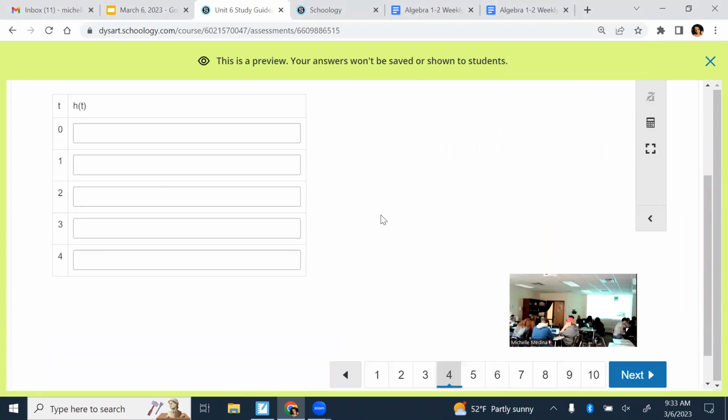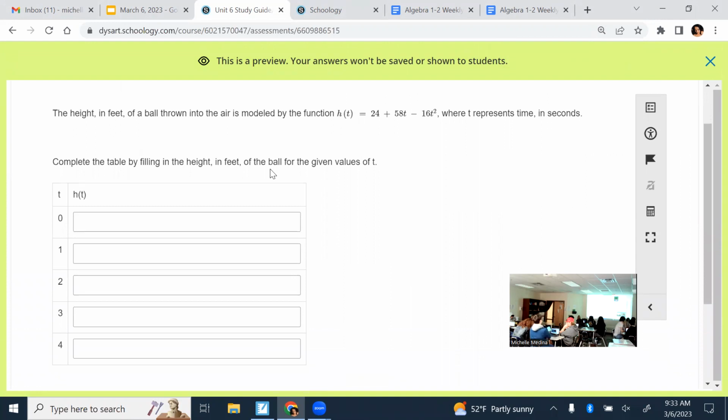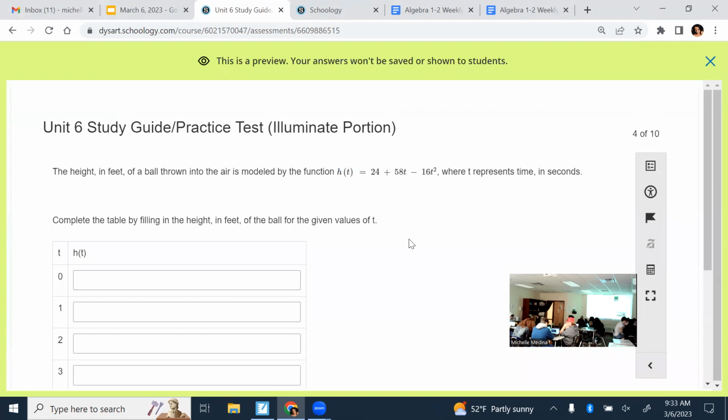So number 4 was the one that's requested. It says the height in feet of a ball thrown in the air is modeled by this function. It gives you an equation, and it says where t represents the time in seconds. So complete the table by filling in the height in feet of the ball for the given values of t. So t is in the position of where the x would normally be. So t is your input. It also stands for time, which is normally your x anyway.